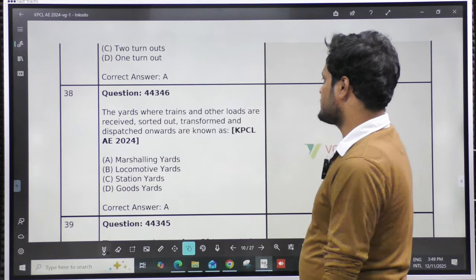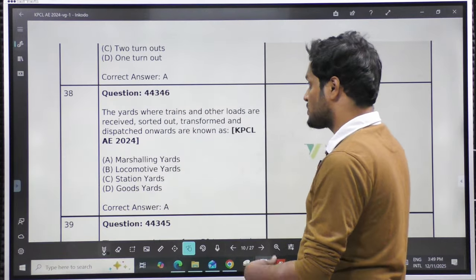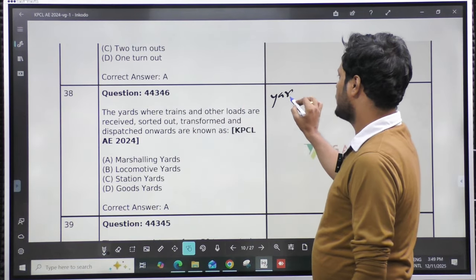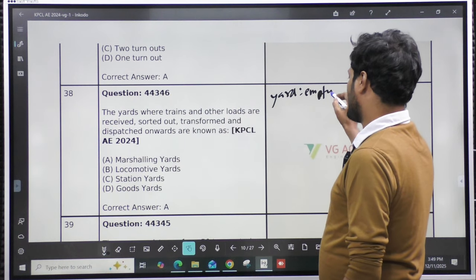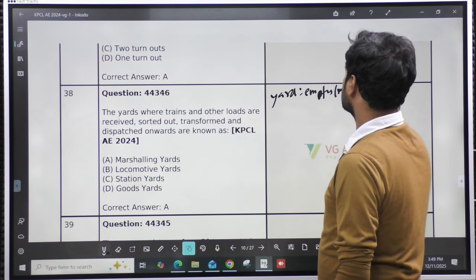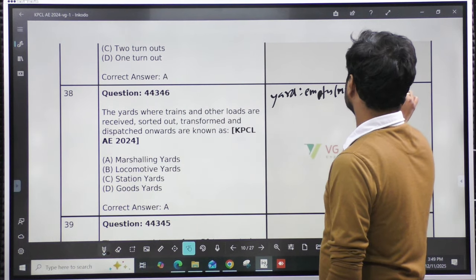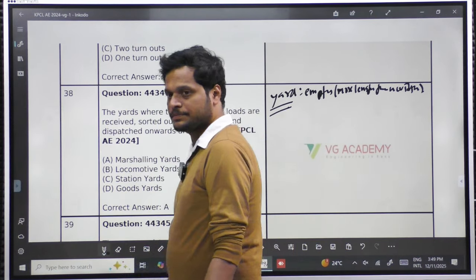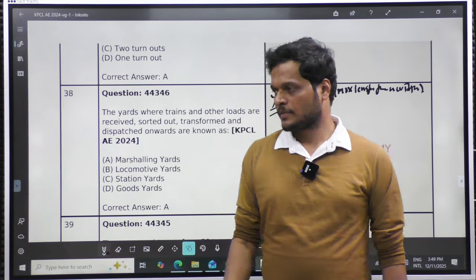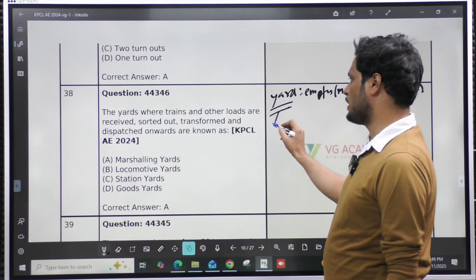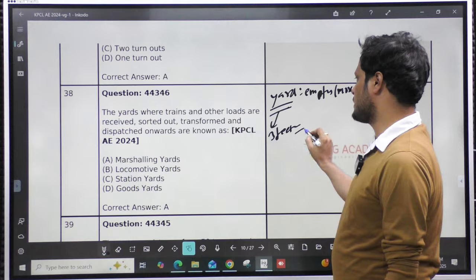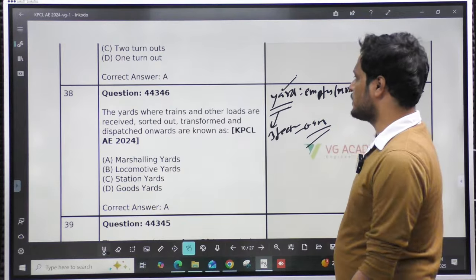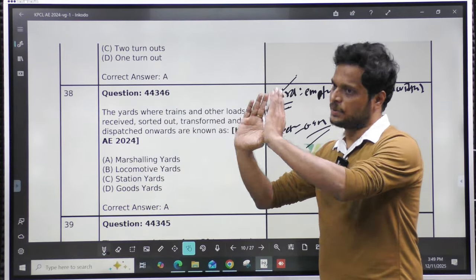The yard where the trains and other loads are received, sorted, transformed and dispatched onwards is known as a yard. So yard basically means an empty place, particularly with more length than width. Yard is actually a length unit, 3 feet, approximately 0.9 meter. So instead of area they have represented it with length, which means it is length dominating.